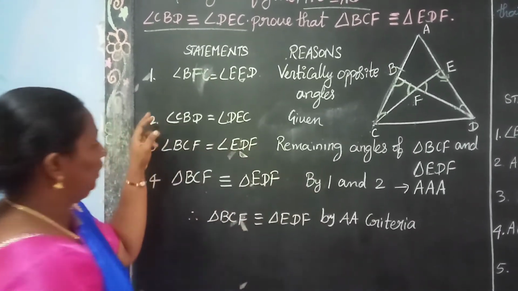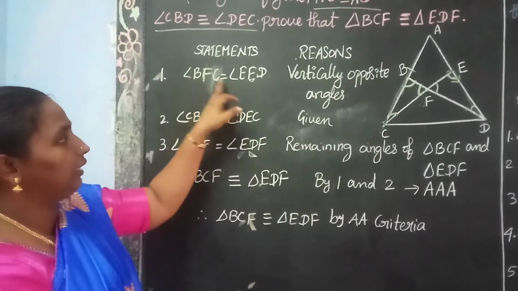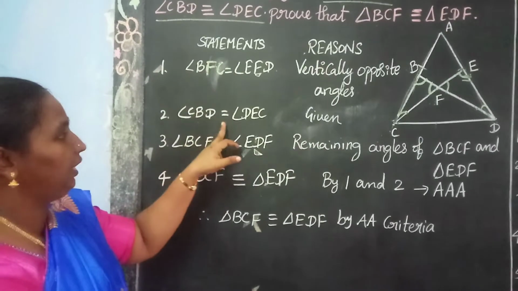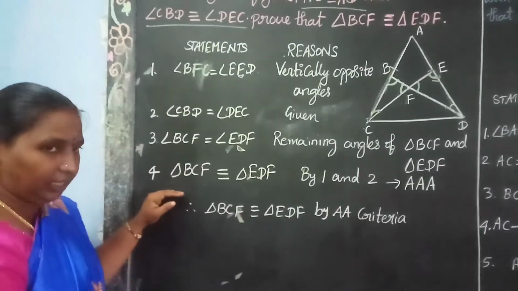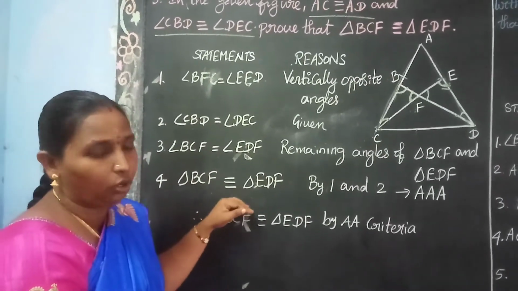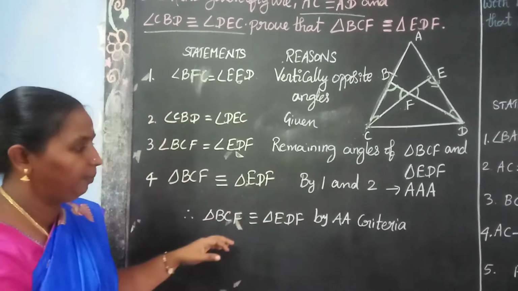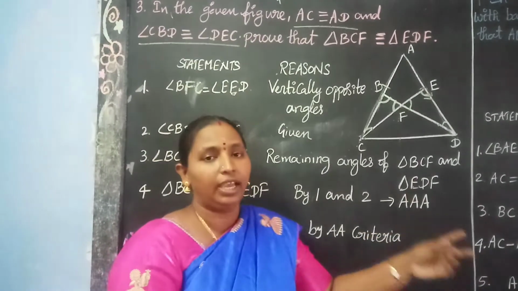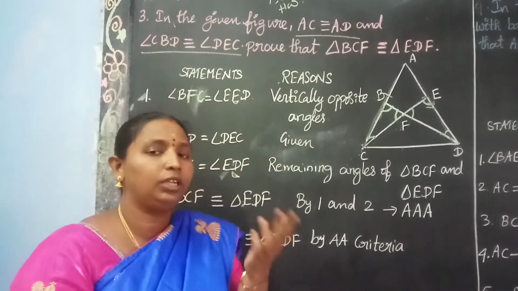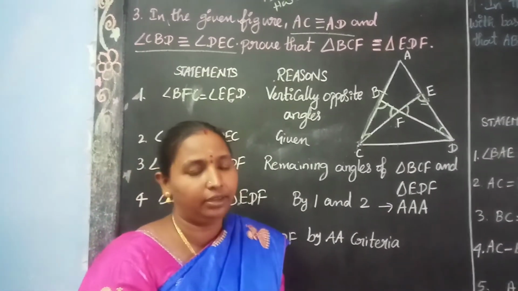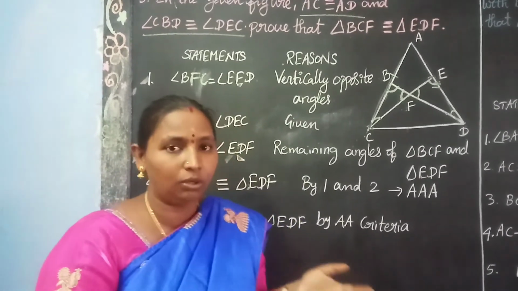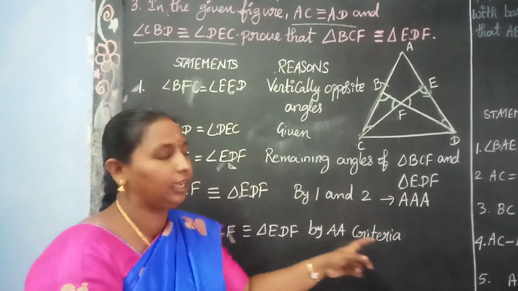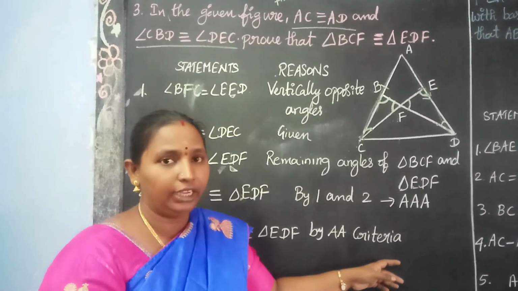The first one is that angle BFC equals angle EFD, and angle CBD equals angle DEC. You can say that triangle BCF is congruent to triangle EDF by the angle criteria. I already told you, if two angles of a triangle are equal to two angles of another triangle, definitely the third angle will also be equal. You can write AAA, or instead write angle criteria like this. Okay, do you understand this?